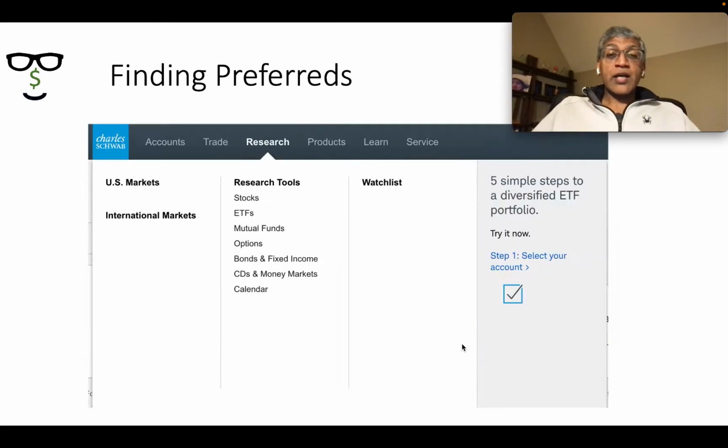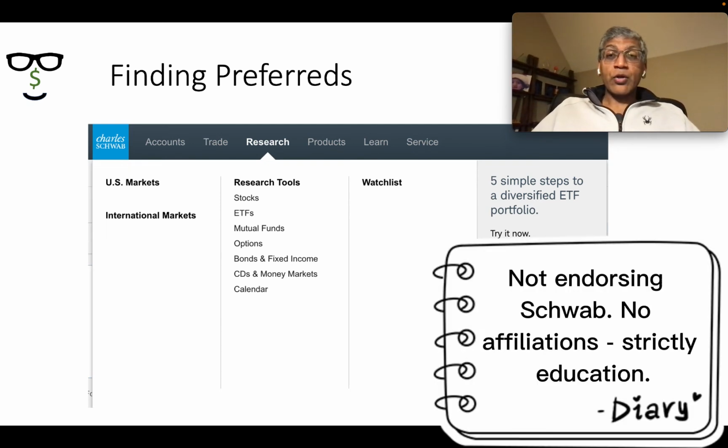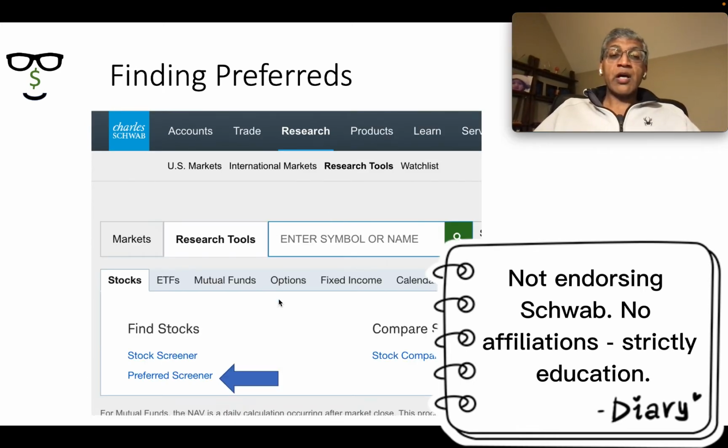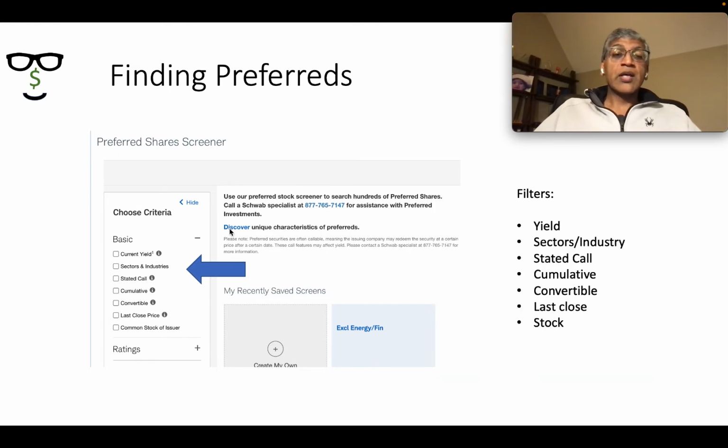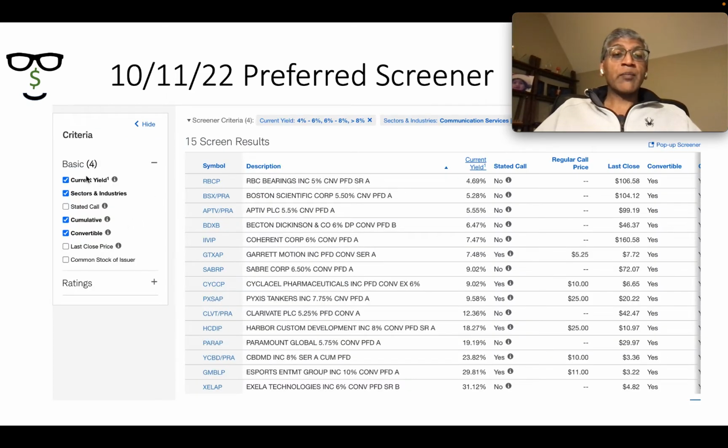So let's get moving. We very briefly touched upon this in the previous episode, but on Schwab, again, no affiliations with Schwab. On Schwab, you would go to research, and from research, you would go to stocks, and within stocks, you would see the preferred screener. So go ahead and pull up the preferred screener in whatever brokerage platform you use. And once you're there, you're going to see that there is a whole bunch of selection criteria that you can use. And that is where you can, for example, say, I want a yield between X% and Y%.